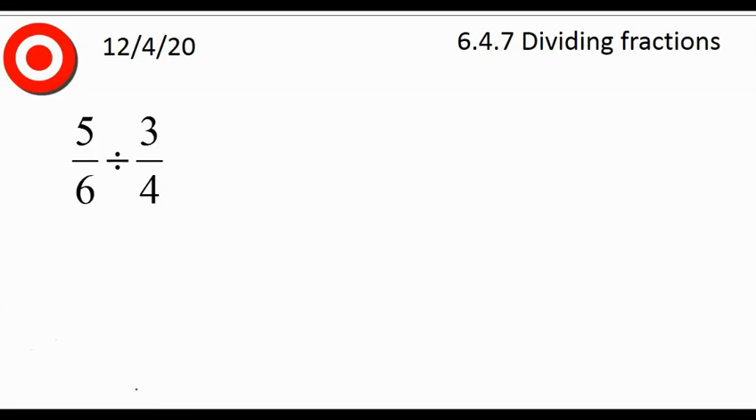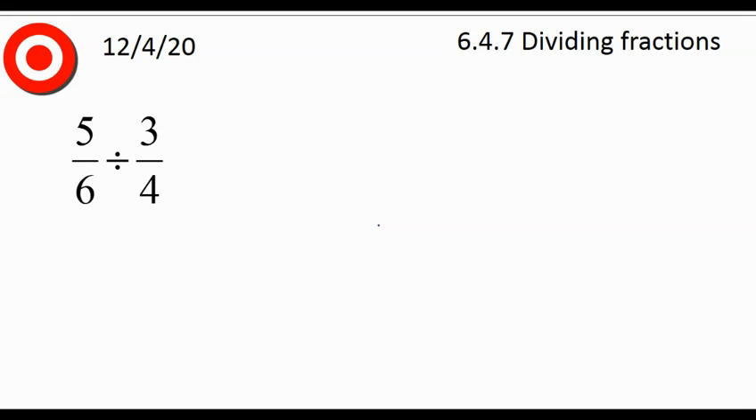All right, let's talk about dividing fractions today. So our first question is 5/6 divided by 3/4. When you are dividing by a fraction, so we have 5/6 divided by 3/4 here.